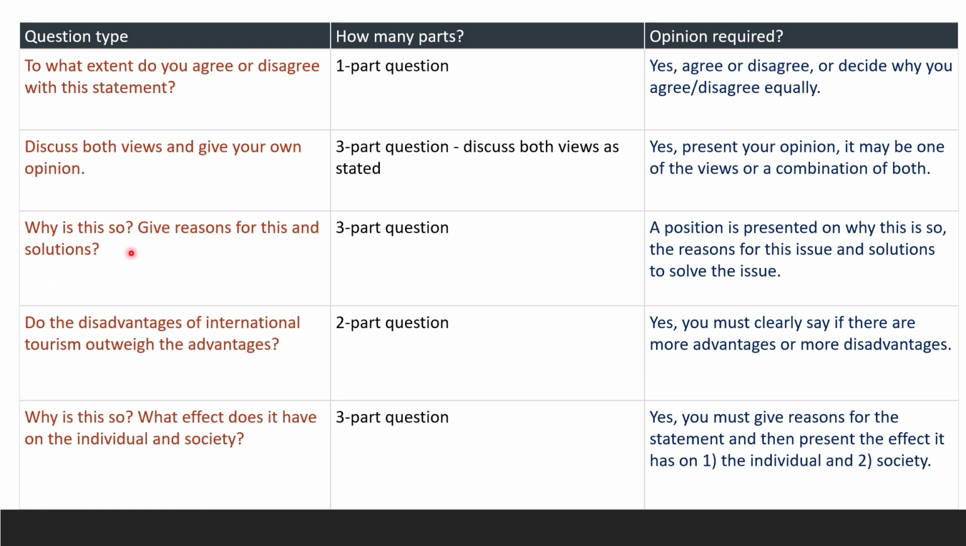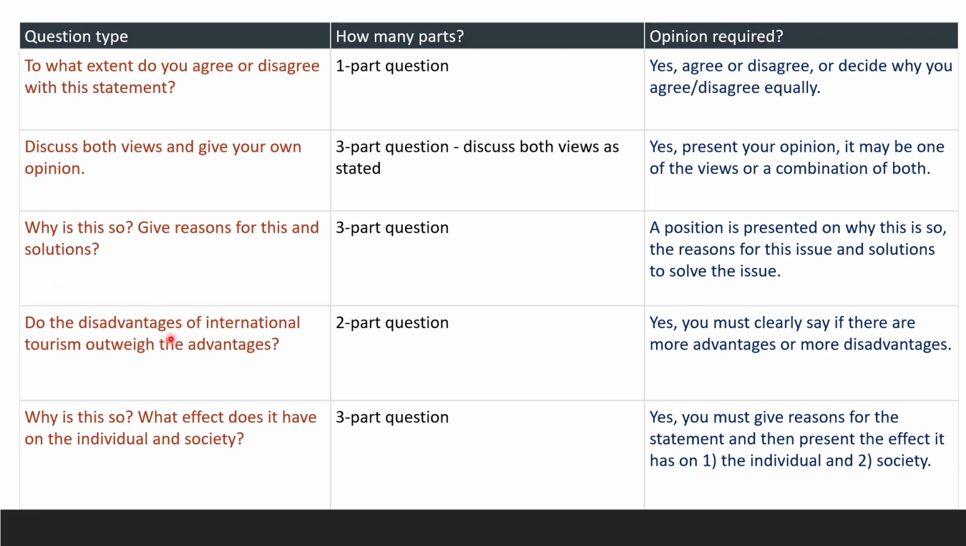Why is this so? Give reason for this and solution. So this is a three-part question. A position is presented on why this is so. So one position has to be stated there: why this is so, the reason for this issue, and solution to solve the issue. We'll discuss in detail the paragraphing also in the next slide.